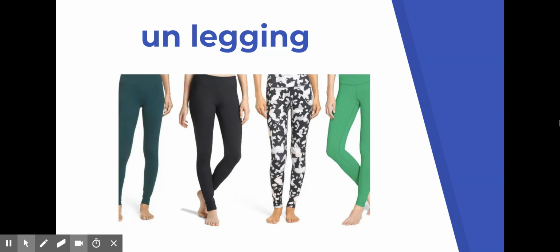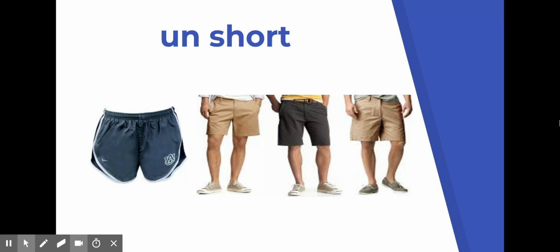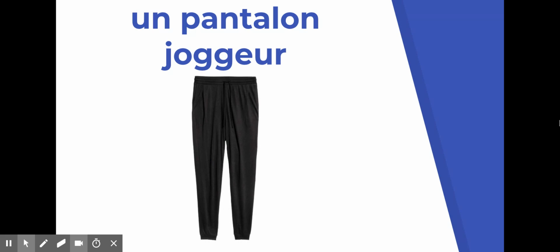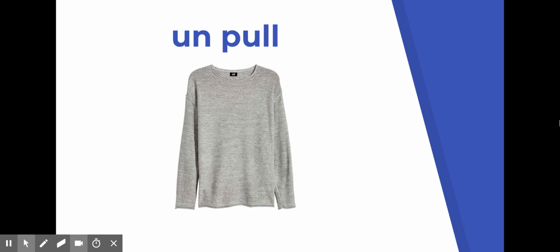Un legging. Good, leggings. Un short. Excellent, c'est shorts. Un pantalon jogger. Good. Un jean. Excellent. I told you, you guys are so good at French. Look at this. I'm not even here, not even teaching you, and you already know what it is. Un pull. Good. So un pull is like a sweater. I remember because you pull it over your head. You have to pull it over your head.